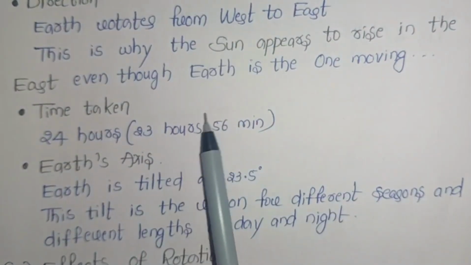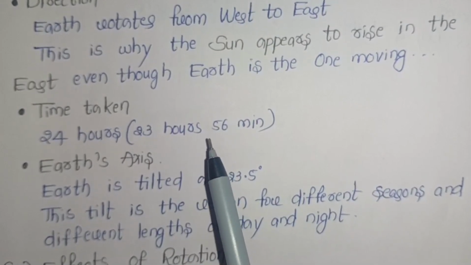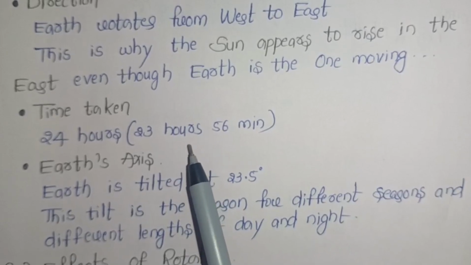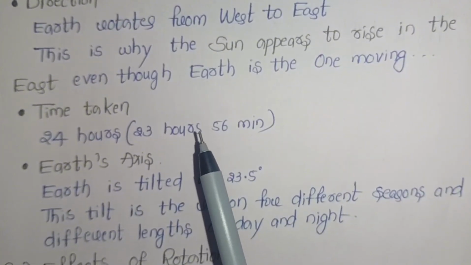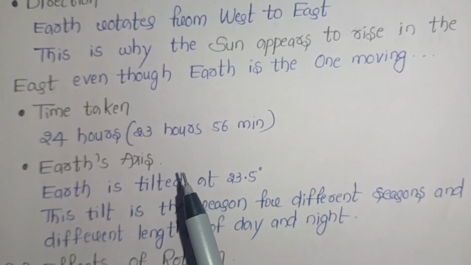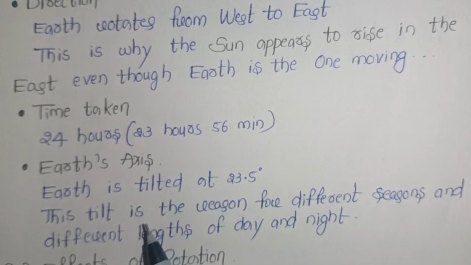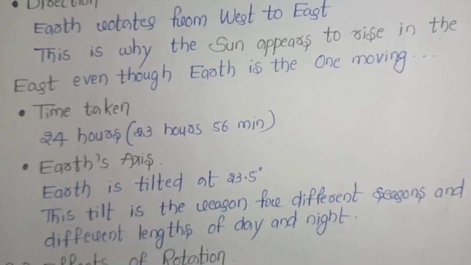The earth moves from west to east and rotates on its own axis only. The sun rises in the east and sets in the west. The rotation takes 23 hours 56 minutes. The axis is tilted 23.5 degrees from the vertical. I hope you understood. That is the rotation of the earth.